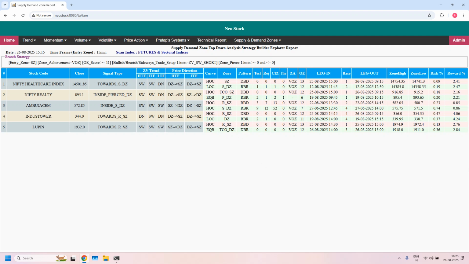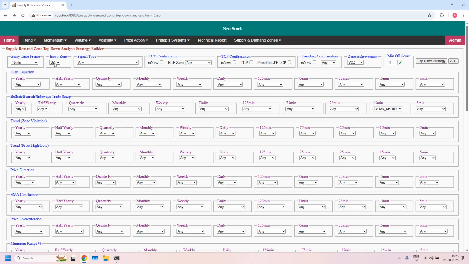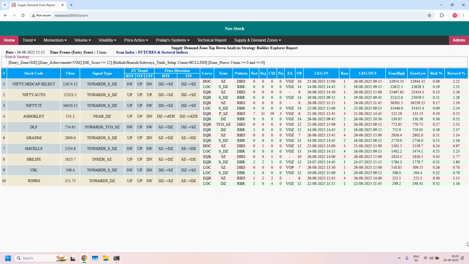Okay, next, bullish trade setup for daily income trade. The changes are 15 minutes demand zone. Here bullish and minimum order enhance score 12. Let's filter. We got 10 stocks.